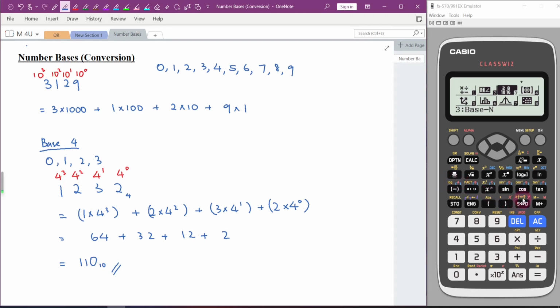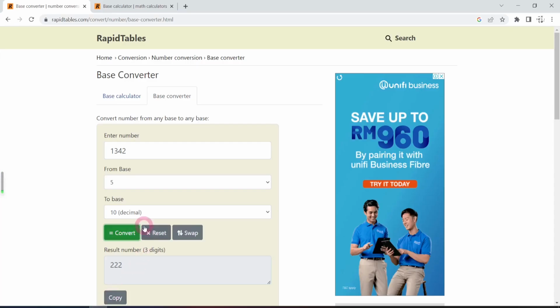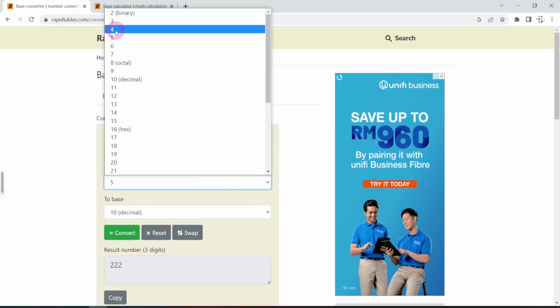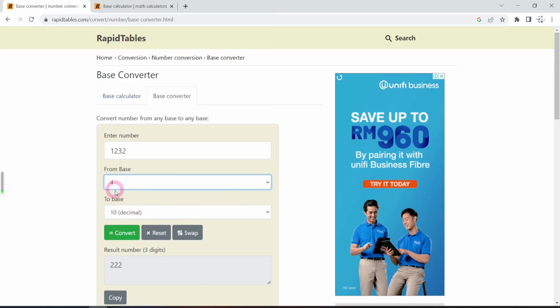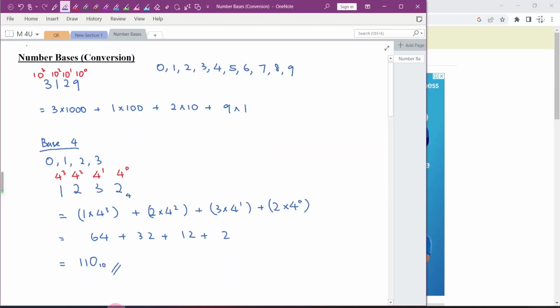Now, our calculator cannot help us to do this conversion, but the website can help us. So remember 1, 2, 3, 2, and we get 110. Let me key in this number first: 1, 2, 3, 2. This is base 4. I'm going to change this to base 4, and I want to convert it to base 10. Just press convert. 110. Okay, our answer is correct.